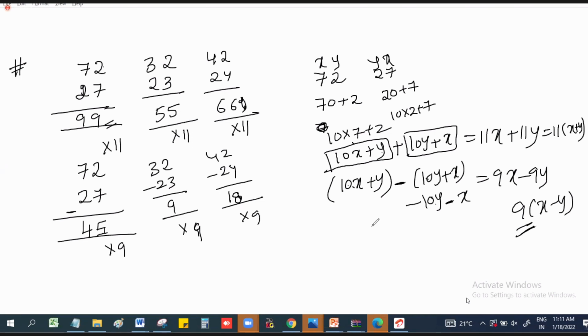Got my point? So from this discussion, four important points. Point number one: the two-digit form is 10x plus y. The reversed form of a two-digit number is 10y plus x. The sum is 11x plus 11y, so the sum is a multiple of 11. The difference is a multiple of 9.